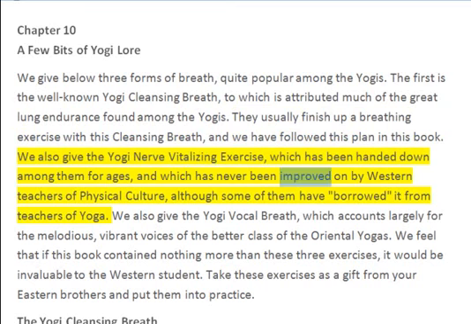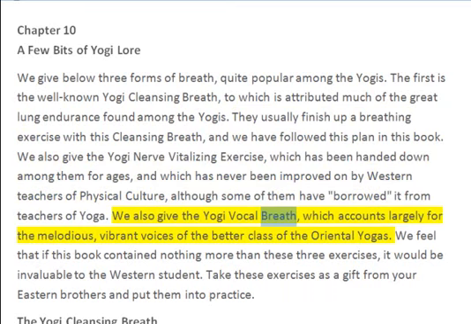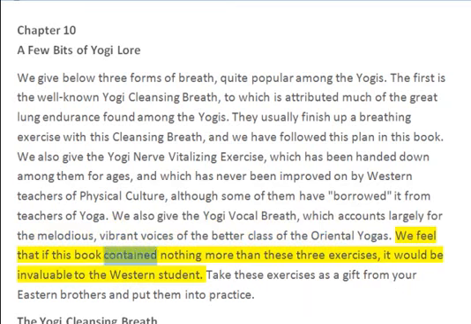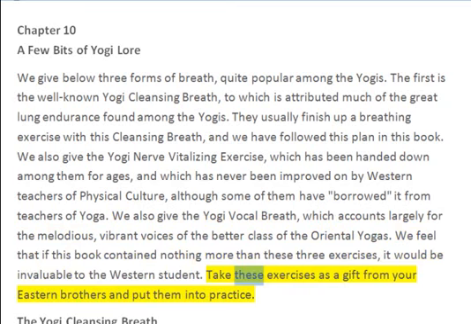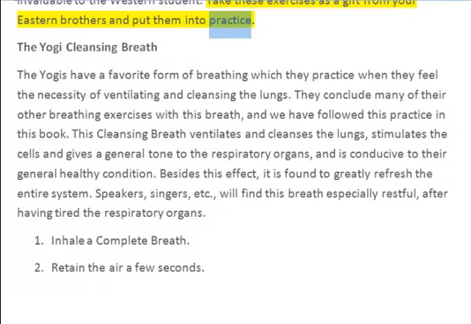and which has never been improved on by Western teachers of physical culture, although some of them have borrowed it from teachers of yoga. We also give the yogi vocal breath, which accounts largely for the melodious, vibrant voices of the better class of the Oriental yogis. We feel that if this book contained nothing more than these 3 exercises, it would be invaluable to the Western student. Take these exercises as a gift from your Eastern brothers and put them into practice.